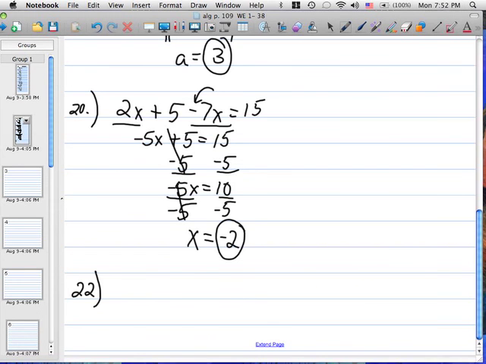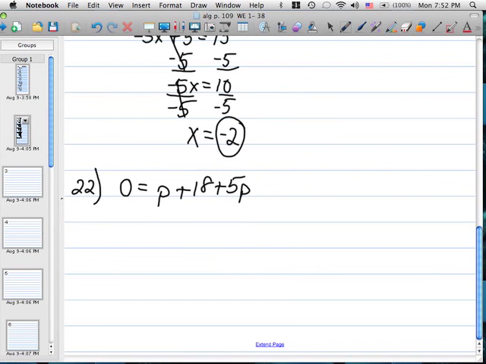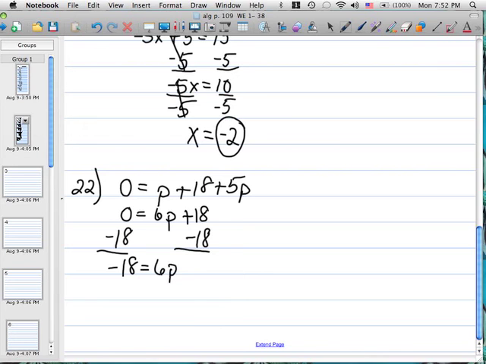Problem 22: 0 equals p plus 18 plus 5p. We have like terms, the 1p plus the 5p makes 6p. Bring down the plus 18. So now start transforming, undo addition first, subtract 18 from both sides. So I get negative 18 equals 6p. And then the opposite of multiplying by 6 is dividing by 6. So negative 3 equals p.